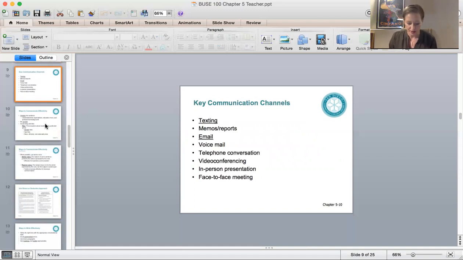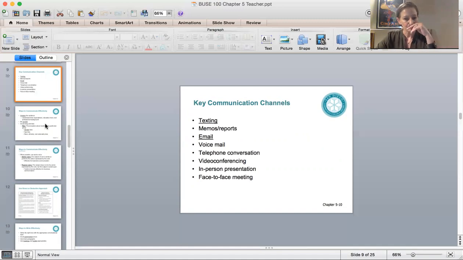So some of the key channels that we see: texting, memos, email, voice email. My goodness, email is taking over our communication channels here in the United States. The average business professional now gets over 100 emails a day, non-spam emails. And I can say for me, it's even more than that, which is ludicrous. Telephone conversations, video conferencing, in-person, face-to-face, in-person presentation. There are so many communication channels. Pick the right one. All of these are good for different things.